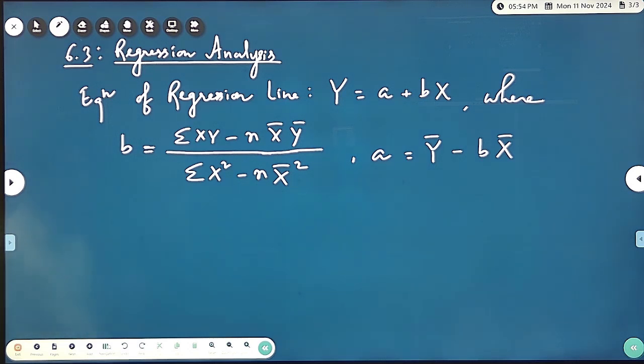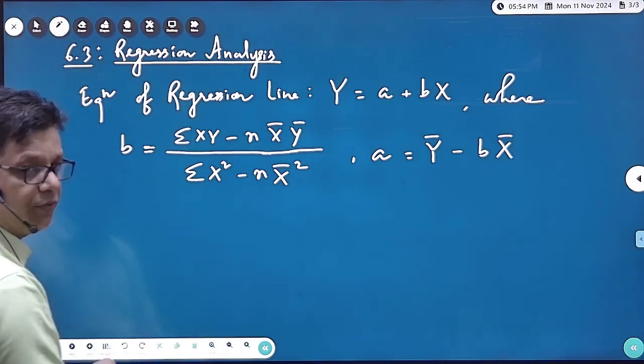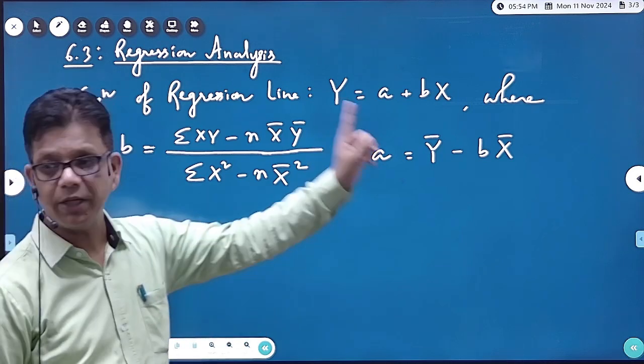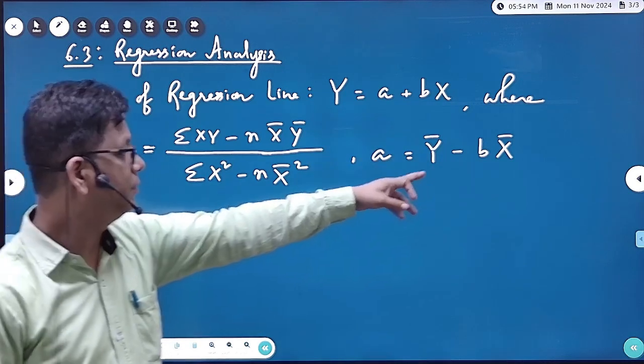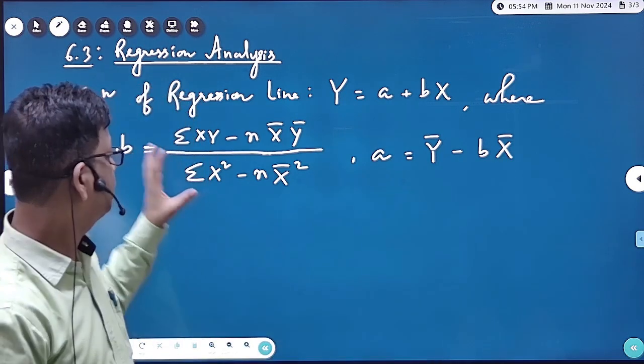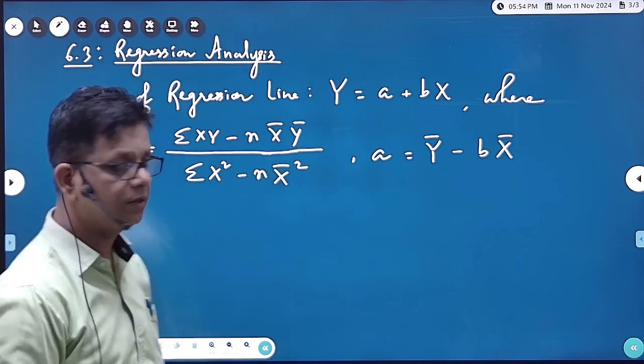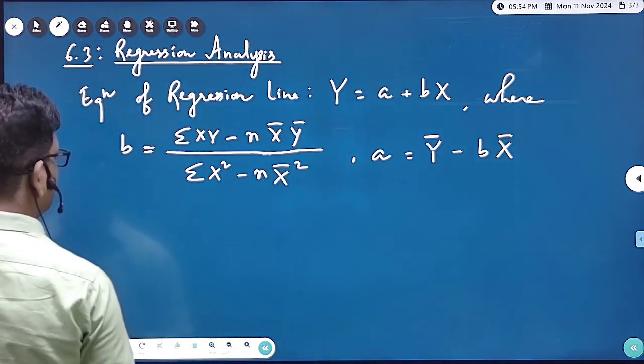Done. So I'll give a small example. Let's try to find b first, because without b we can't find a. You have to put b there. So first b, then a and b you put in, and that is the regression line. Okay, it's a very short example. Let's try.